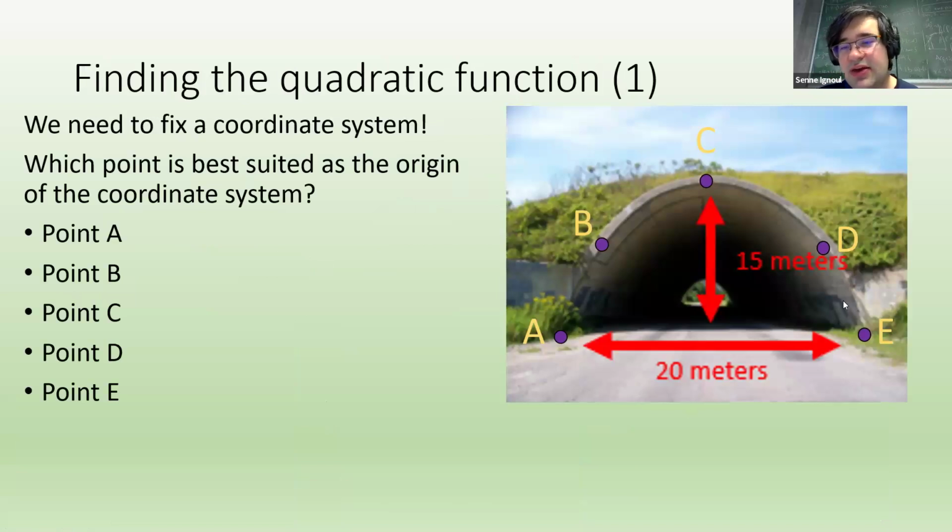As you can see here, I have the picture and I have 5 different points, A, B, C, D, and E. I want to use one of these points as the origin of a coordinate system. Try to think about it. Which of these points is best suited as the origin of a coordinate system? You can please write your answer in chat. So A, B, C, D, or E. What would be the best suited?